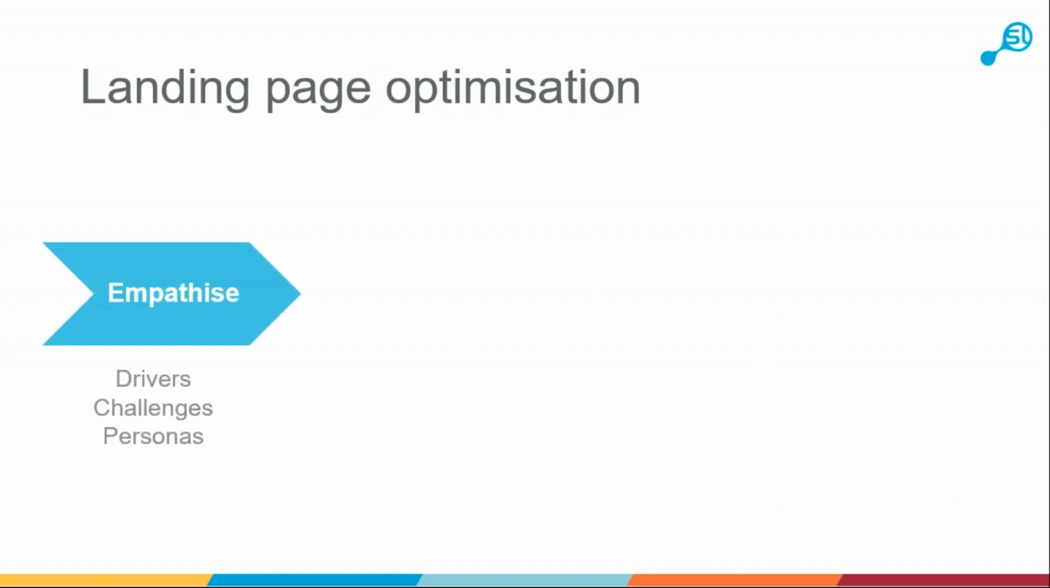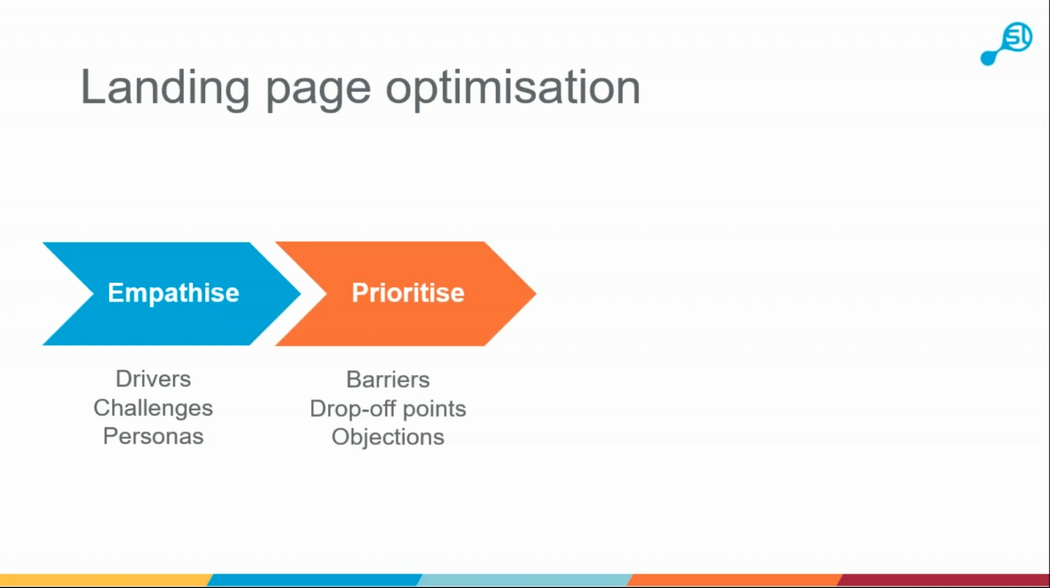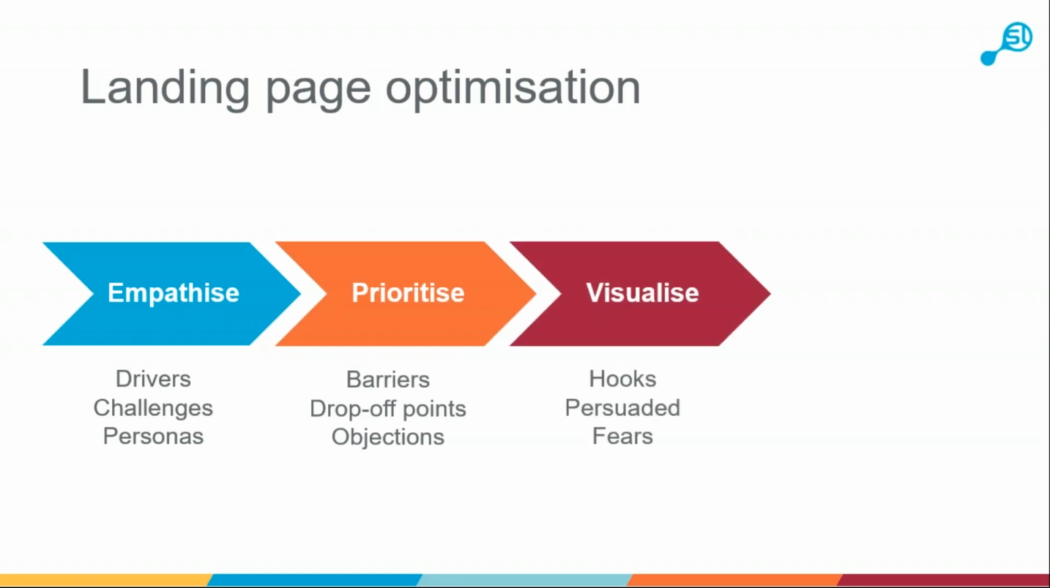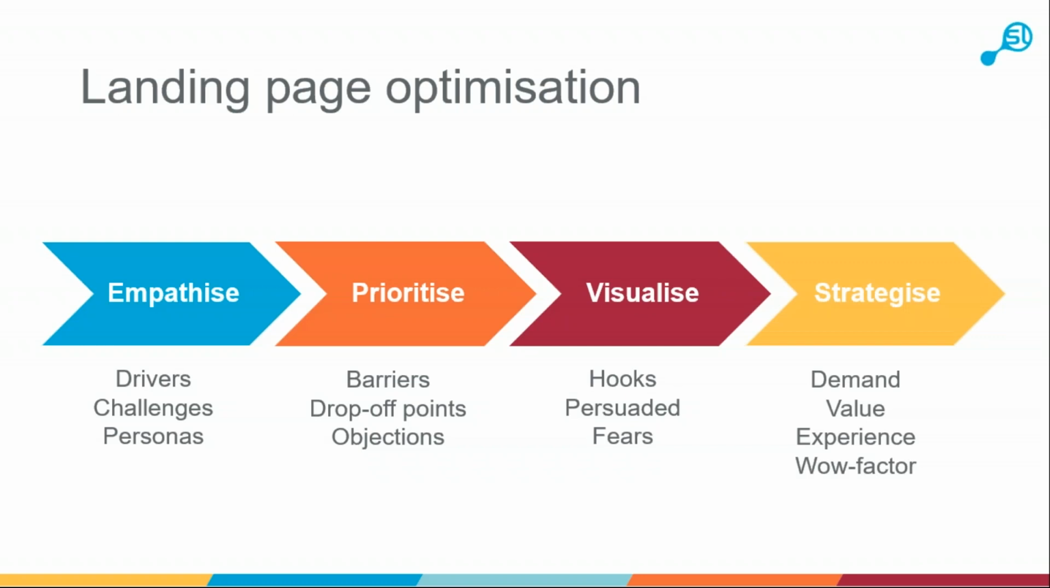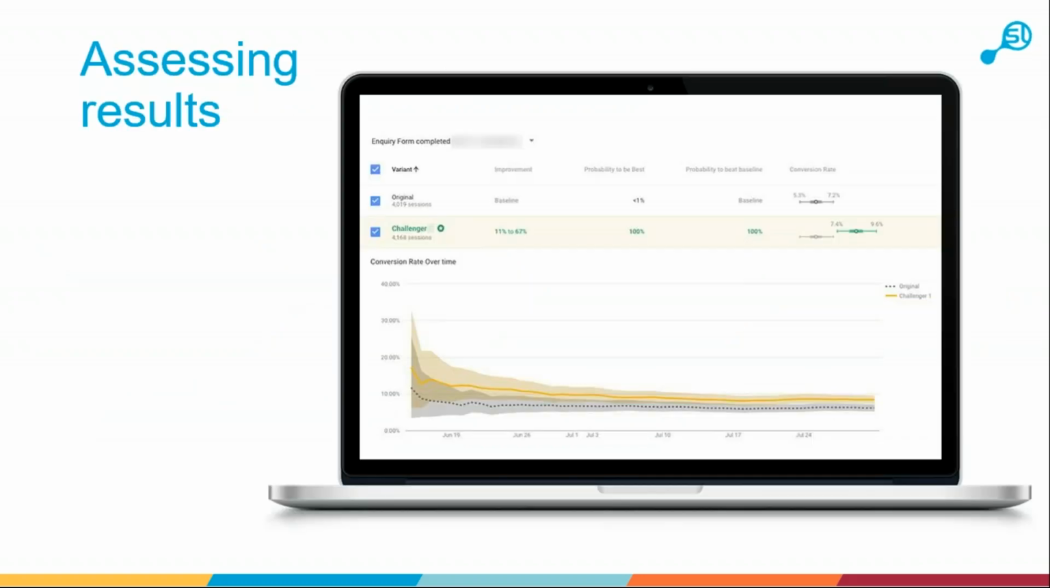So when tackling landing page optimization, we tend to focus on the audience. So we try and empathize, we then prioritize certain parts of that page, try and address their fears, try and hook them in through certain parts of the copy. And yes, just make sure that we get over the value and the experience and the wow factor within that landing page. And then it's simply about assessing the results. So seeing whether that challenger significantly outperformed the control one, and having a look at the conversion rates before and after.